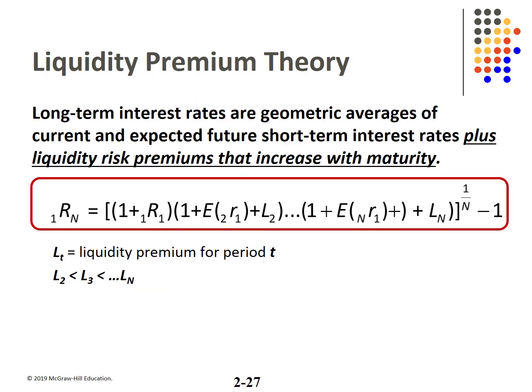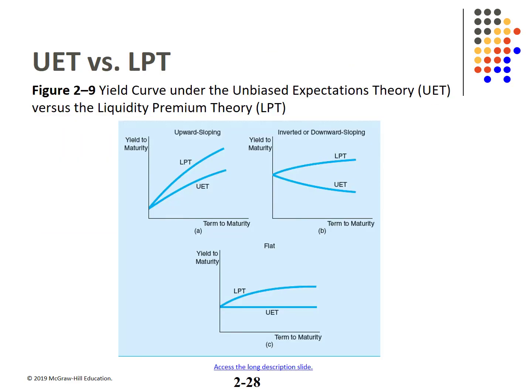Long-term interest rates are geometric averages of current and expected future short-term interest rates, plus liquidity risk premiums that increase with maturity. A competing theory of the yield curve is the liquidity premium theory. This is an extension of the unbiased expectations theory with the addition of a liquidity premium, the L's. It made it more complicated. These graphs illustrate the effect on the curve of adding the liquidity premium. In all cases, adding a liquidity premium shifts the curve upward, even converting an inverted curve to an upward sloping curve.